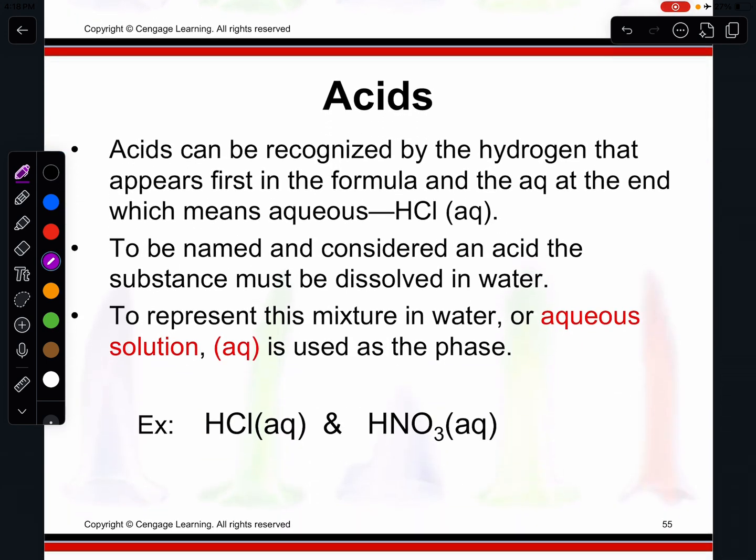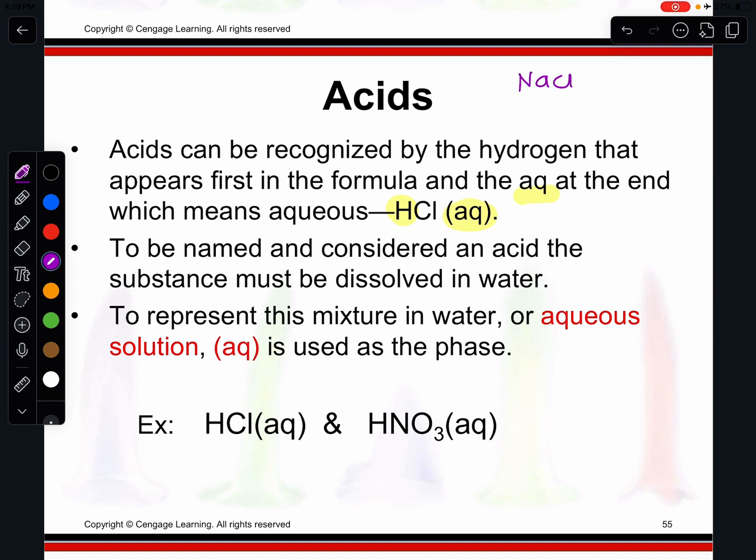All right, now we're going to go ahead and name acids. Acid naming is very similar to the ionic bonding naming, so you're going to want to make sure you have a polyatomic list available to utilize during this. So acids can be recognized by having a hydrogen in the front, and you can see a hydrogen right here in the front, and then also having an AQ at the end. AQ means aqueous. That means that the component that we're talking about is in water. It is mixed with water.